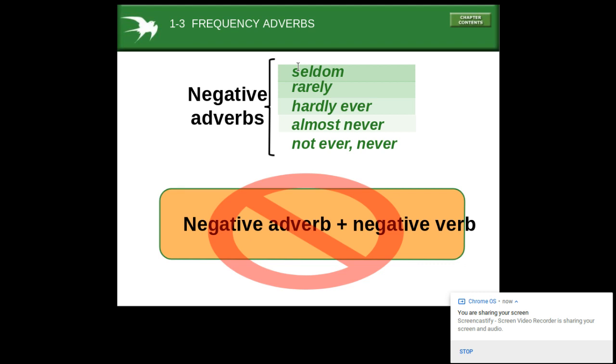Here's some negative adverbs: seldom, rarely, hardly ever, almost never, not ever, never. So you can see that they start from kind of a low percentage, so seldom. I kind of think of that maybe around 10% of the time, right? Down to never, which would be 0% of the time.